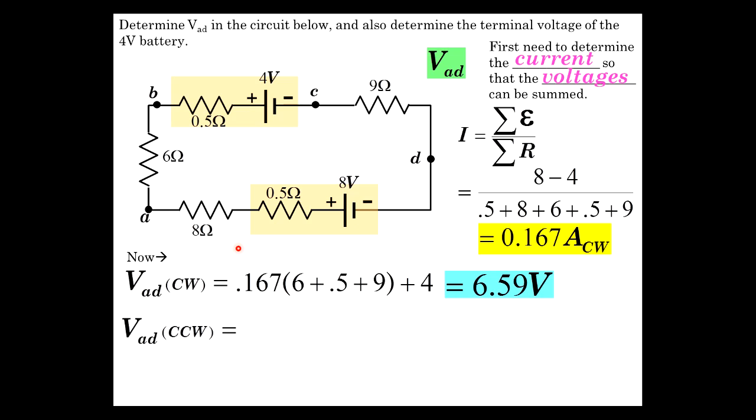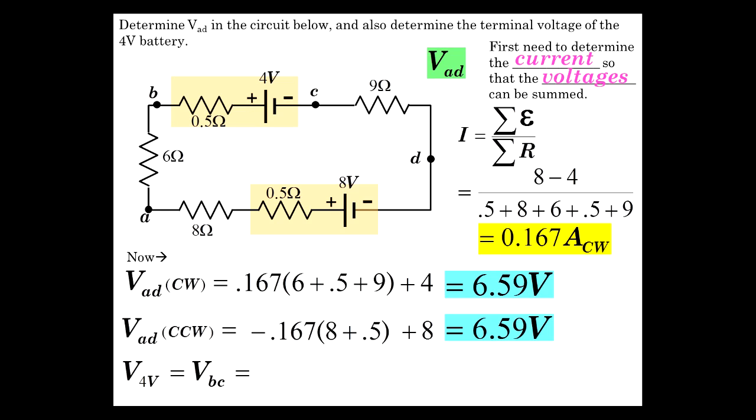Well, the current's going the other way. So since the current's going across like this, it's plus to minus. So when we're looking at A from D, we got plus to minus. There's a drop going this way, and it's a drop going this way. But this is a rise, minus to plus. That's a rise. So we have the negative, the drops, 0.167 times the 8 and the 0.5. And then we have to add 8. And that gives us, hopefully, the same thing, and indeed it does.